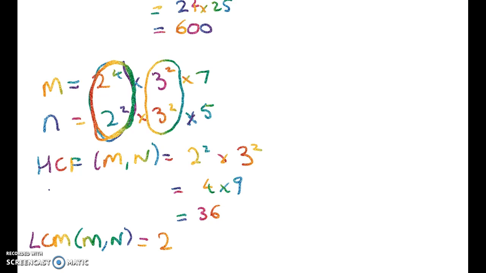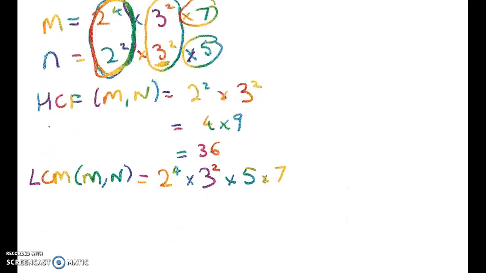Well, it's going to be 2 to the power of 4. Then I'm going to have 2 lots of 3 in there, so a 3 times another 3. And I also have to multiply in my 5 and my 7. So if I multiply all those together, I get 16 times 9 times 5 times 7.